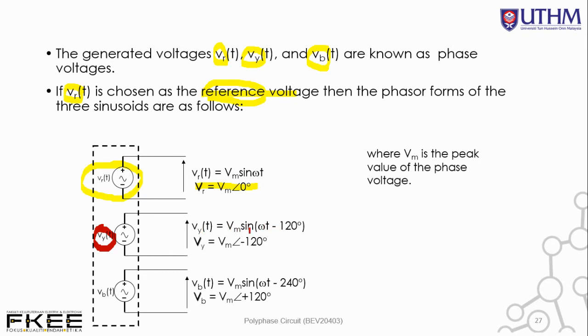Vm sine omega t minus 120 degree, because it is generated 120 degree phase after the first generation of the VR waveform. Okay, so we have Vy in simpler form, Vy equal to Vm minus 120 degree, where Vm is the peak value of the phase voltage. So Vm stands for maximum voltage.